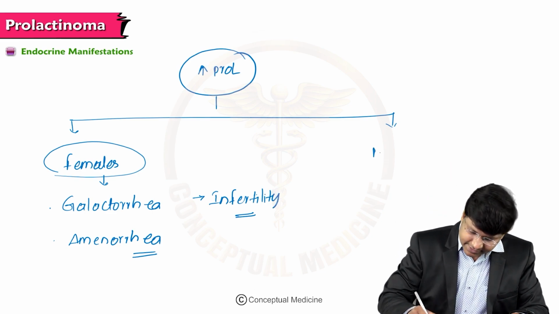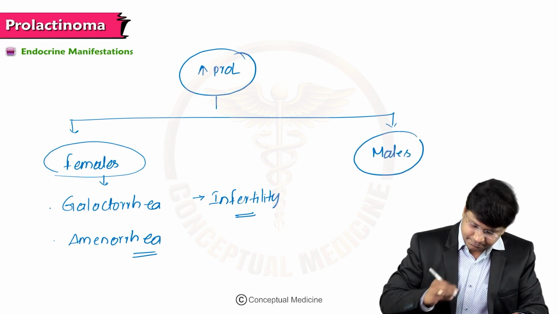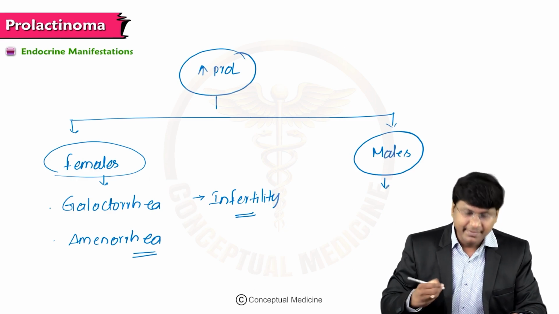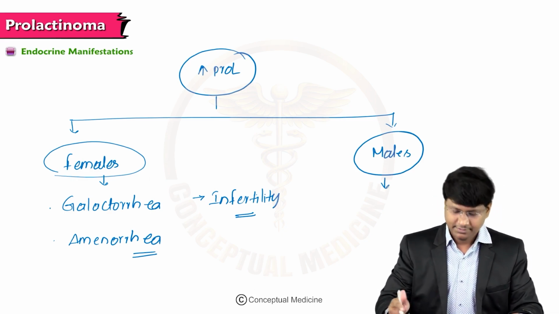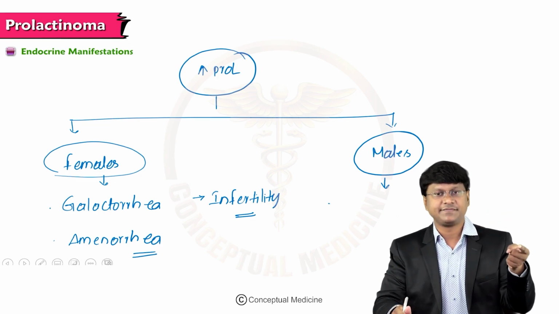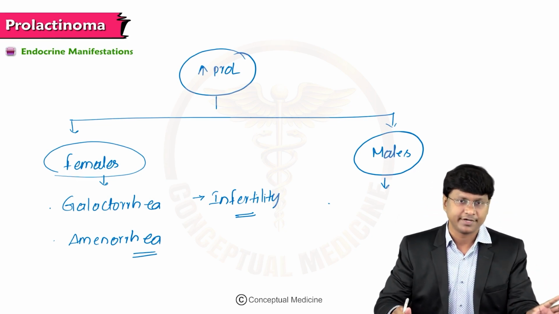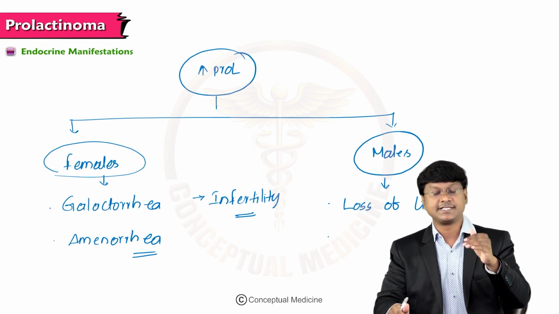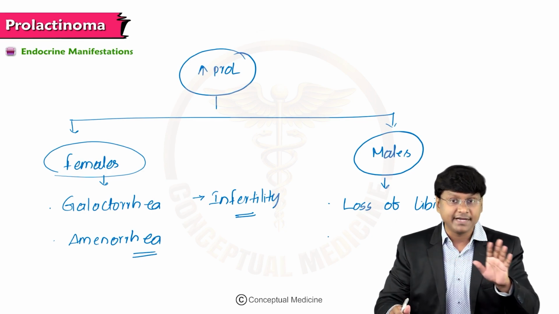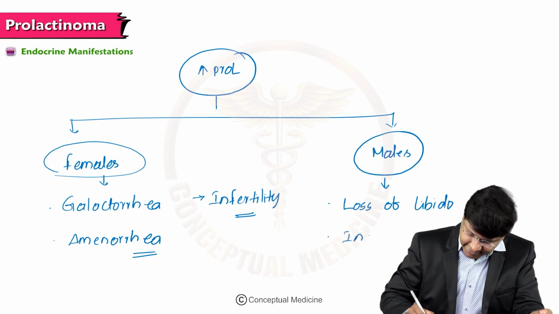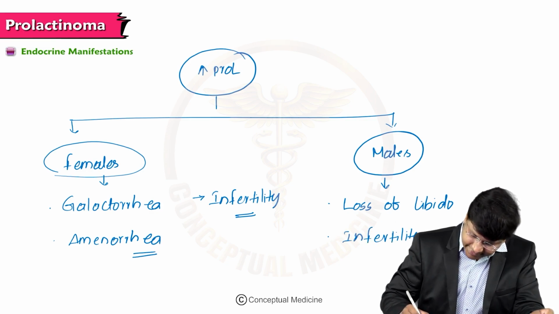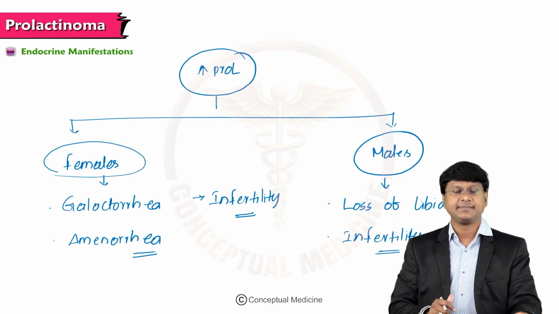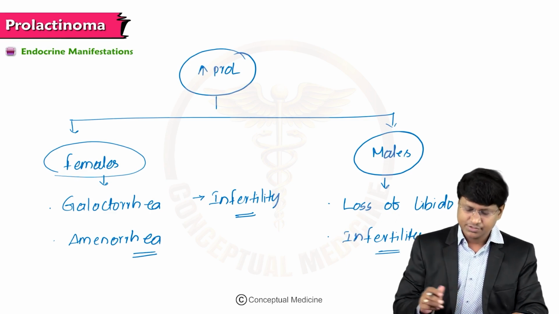Next, you take males. So, in males, what will be the presentation because of hyperprolactinemia? What have we discussed in the basic physiology? The prolactin will inhibit testosterone production. So, there will be loss of libido. And the other important basic physiology we have discussed is that prolactin will inhibit spermatogenesis. So, the individual will have infertility. So, these are the manifestations of hyperprolactinemia in males or females.